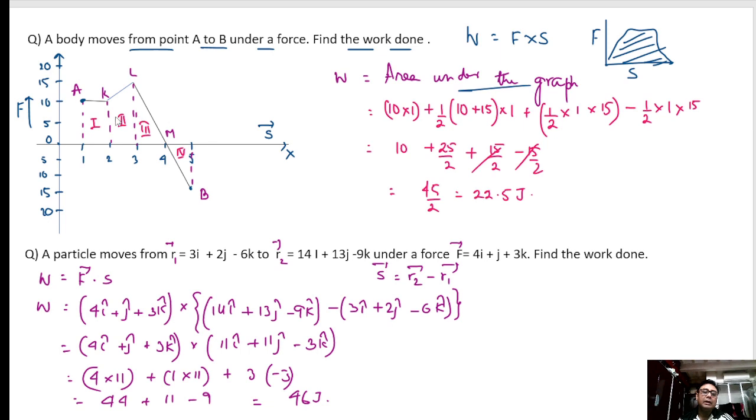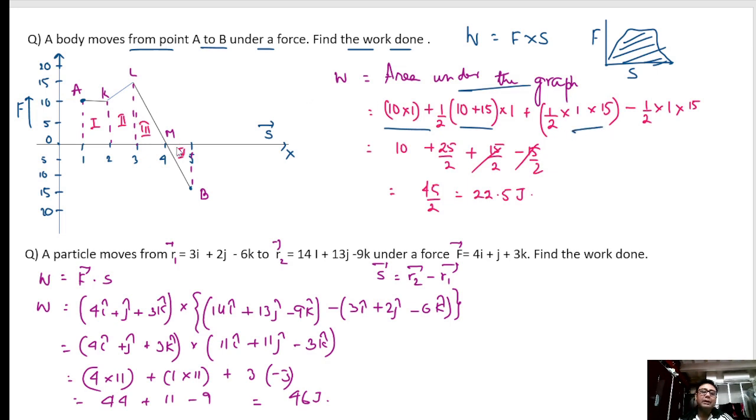As you can see, I have marked the areas: 1, 2, 3, 4. So what is the area of 1? It is a rectangle, so it is length into breadth. The length is 10 into breadth is 1, so 10 into 1. Next is a trapezium, so half into sum of the parallel sides. One parallel side is 10, another parallel side is 15, and the distance between the parallel sides is 1. So this is the area of the trapezium. Third one is a triangle, half into base into height. So base is 1 and height is 15.